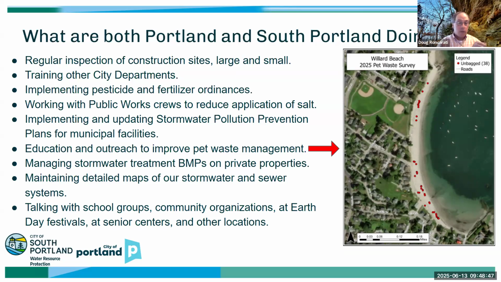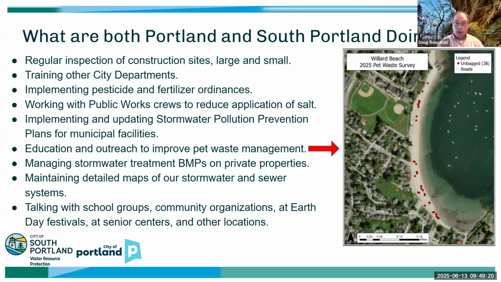We're implementing and updating stormwater pollution prevention plans for our larger municipal facilities. We have identified the potential sources of pollutants and the kind of things that we're doing related to all of our activities and identified best management practices for trying to prevent pollution at those facilities, such as public works facilities, transfer stations, and so on.